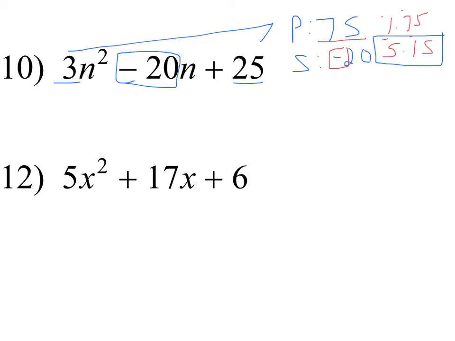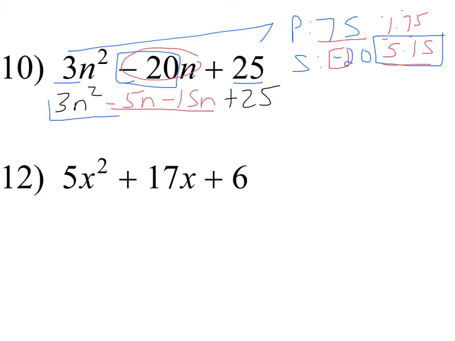So we're going to rewrite this as 3n squared minus 5n. Notice I put the n in there. I only had the numbers here, but I have to have the n present, minus 15n plus 25. So we replace the negative 20n with those 2 terms right there. Now we did that to create 4 terms.